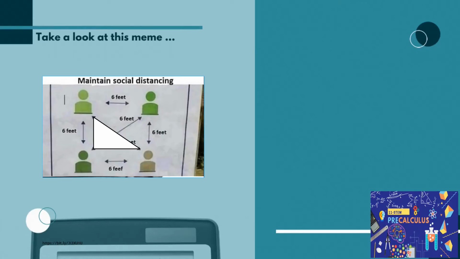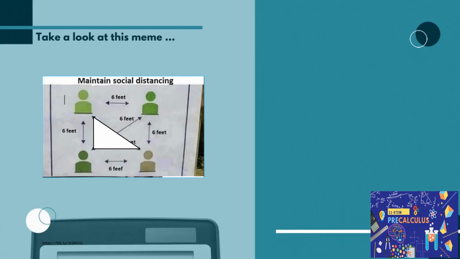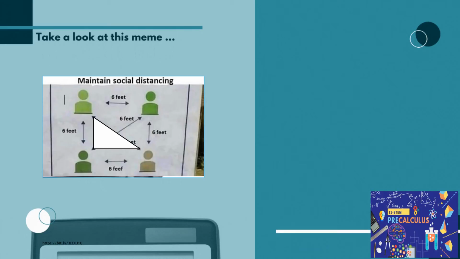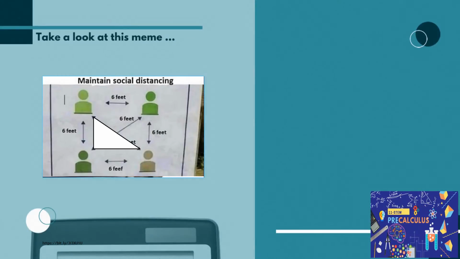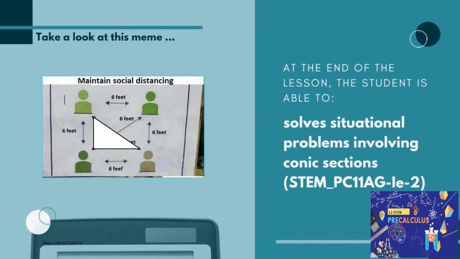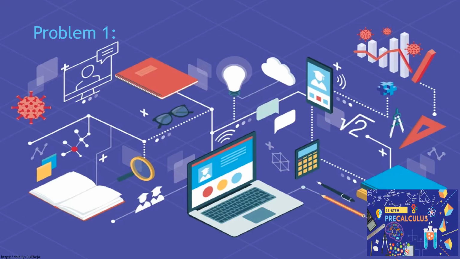Can you also recall, from our first discussion in Precalculus, some situations or real-life applications involving the remaining conic sections? At the end of the lesson, you're expected to solve situational problems involving conic sections. Now let's start with the first conic section, which is a circle, by solving this problem related to the scenario in the previous meme, which is about social distancing.